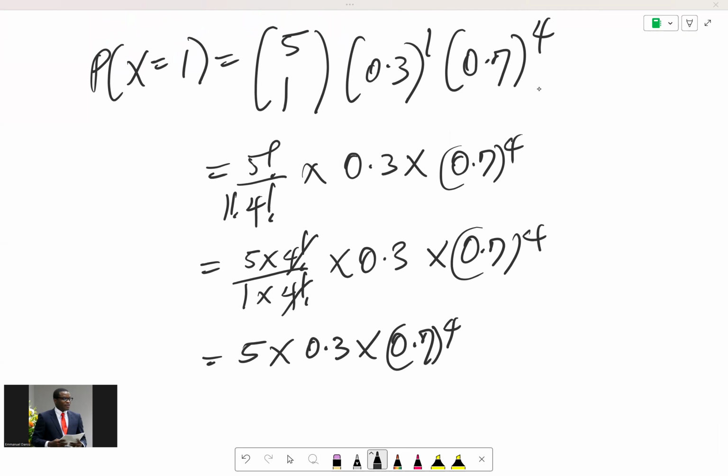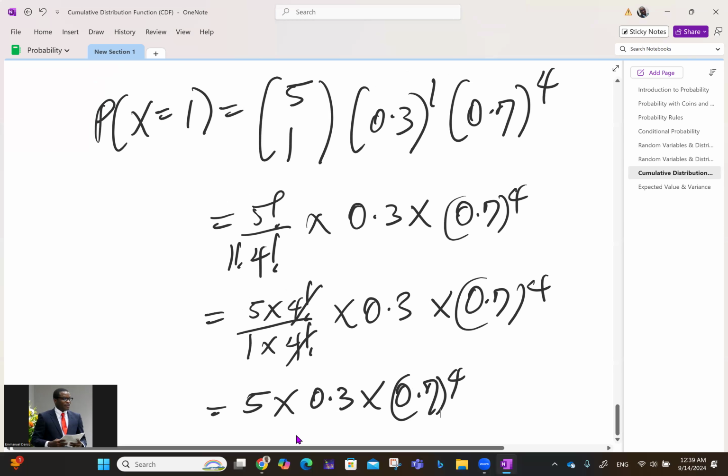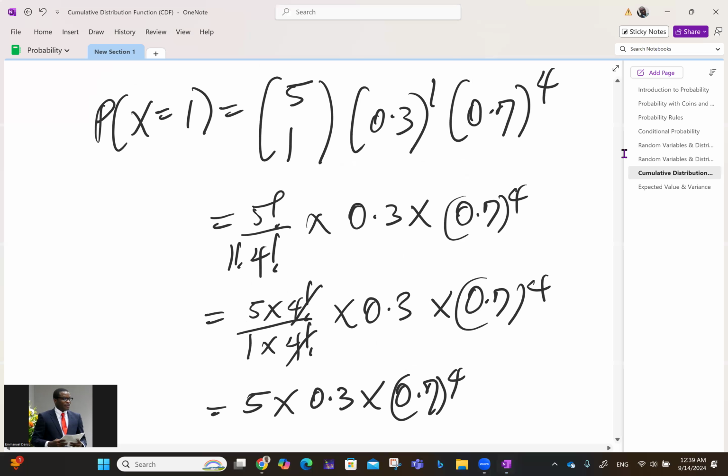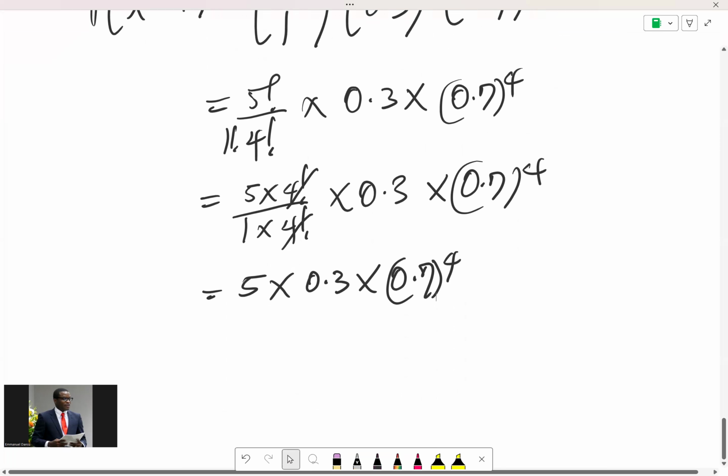So we go back to Desmos and get the results. 5 times 0.3 times 0.7 raised to power 4. That is 0.2881. That is the probability that x is equal to 1.